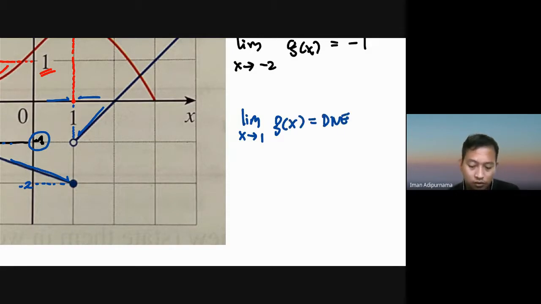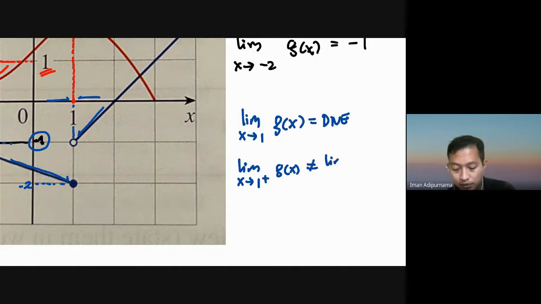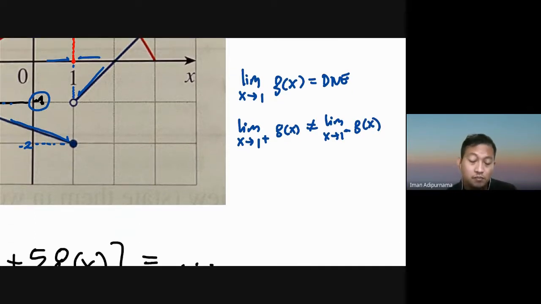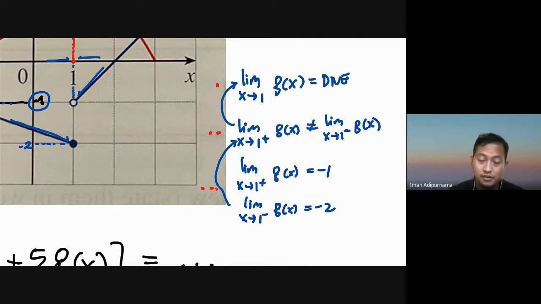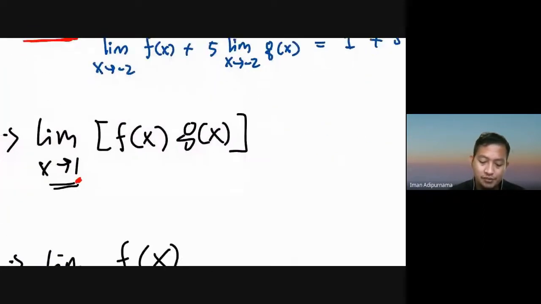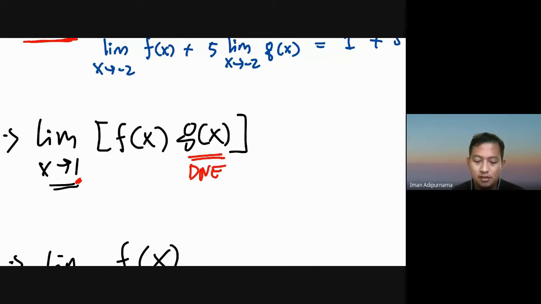So we can simply say that the limit as x approaches 1 for g of x doesn't exist. Or you can also write that from the right side it's not equal to the left side. Or if you want to write in more detail, you write that from the right it is -1 and from the left it is -2, so this is not the same, and the limit doesn't exist. That's also fine. You can write it briefly or in great detail. And because it doesn't exist, the whole thing doesn't exist.